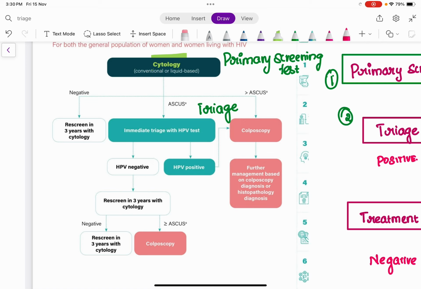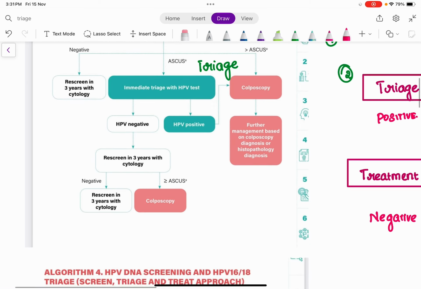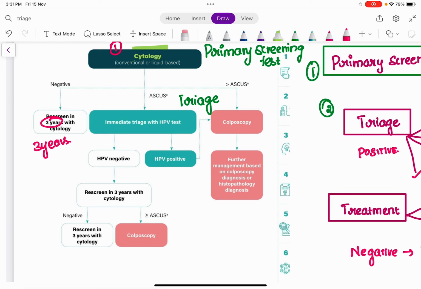So here, as I told you earlier, the primary screening test was pap smear, and the reports of pap smear can come out to be either positive or negative. If it is negative, you have to repeat the test after 3 years. If it comes out to be positive, it can be either of two things.